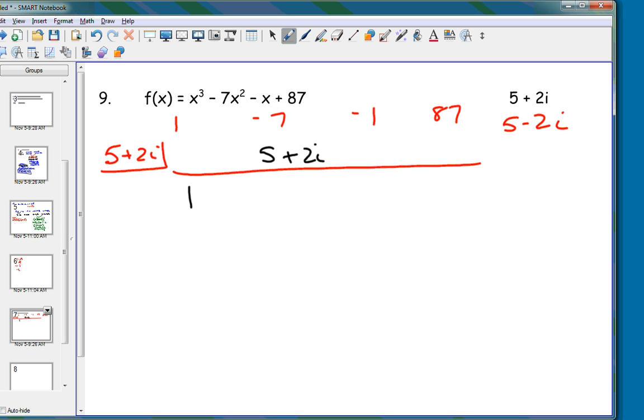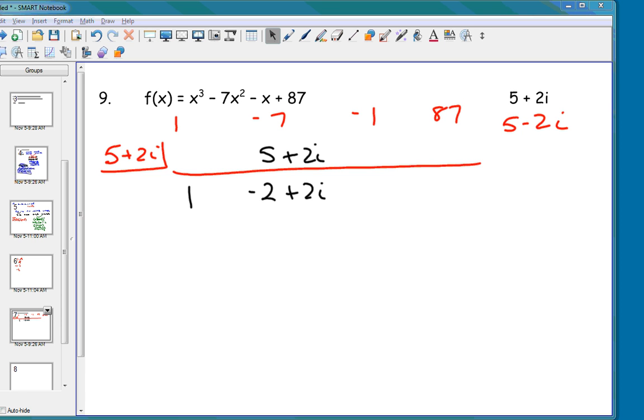So what am I going to do? Add the real parts together. So what's -7 plus 5? -2 plus 2i. Now, do I expect you guys to do this all by hand and show me all the work? No. What I expect you to do is come over here to your graphing calculator.